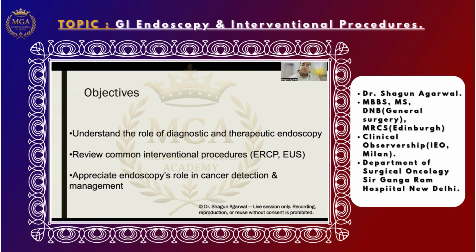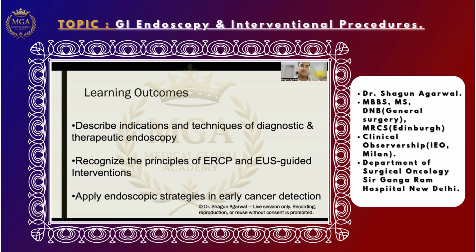So the objectives would be to understand the role of diagnostic and therapeutic endoscopy and review the common interventional procedures, which could be ERCP and EUS. ERCP is endoscopic retrograde cholangiopancreatography, and EUS is endoscopic ultrasound. And we'll be able to appreciate endoscopy's role in detection of cancer as well as its management.